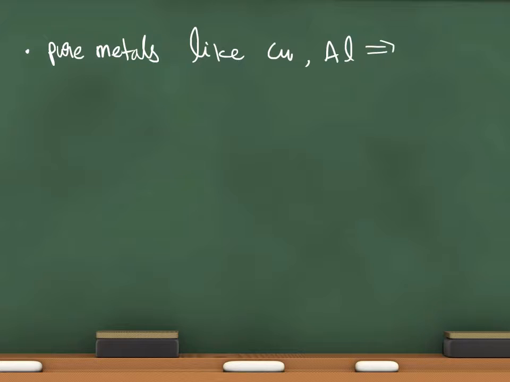Basically, pure metals like copper and aluminium possess high conductivity, high sigma. That means they possess low resistivity.